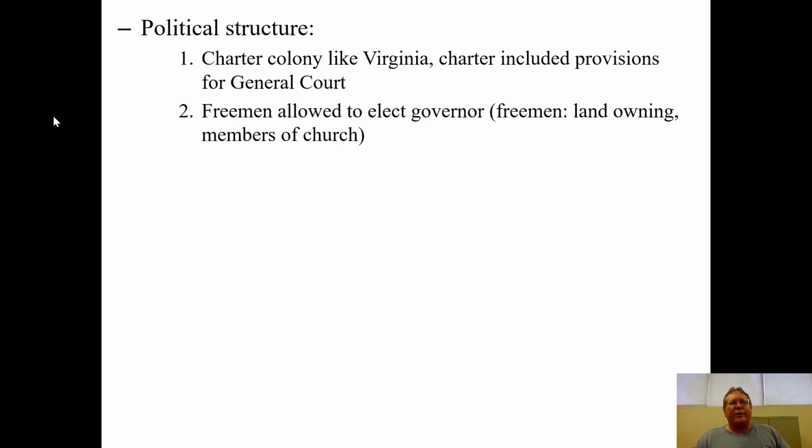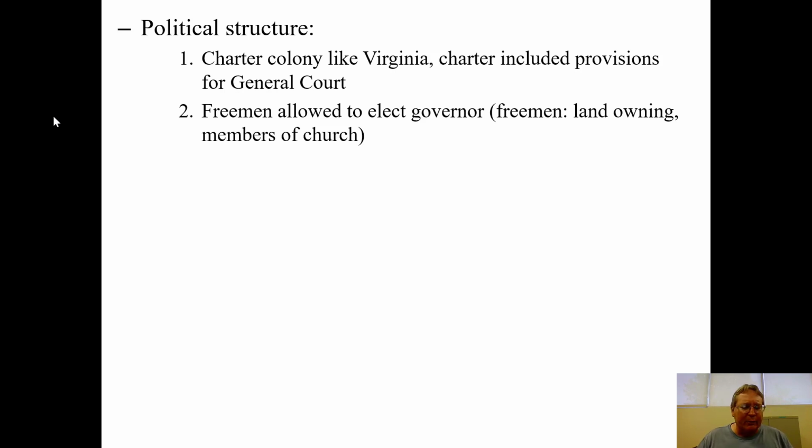So a couple other things to keep in mind. This is a charter colony, like Virginia. It means that somebody other than the English government actually runs this colony. So who's in charge of the Massachusetts Bay Colony, for example? Well, really, it's the colonists of Massachusetts Bay. And that is a unique feature if you stop and think about it.